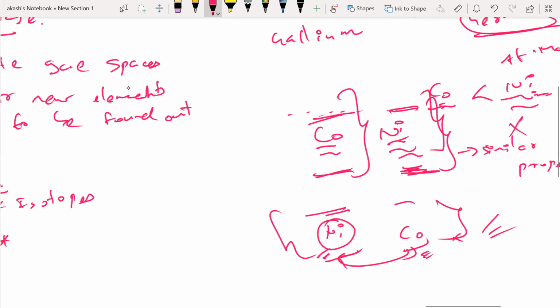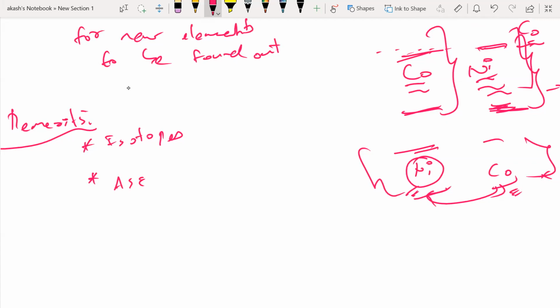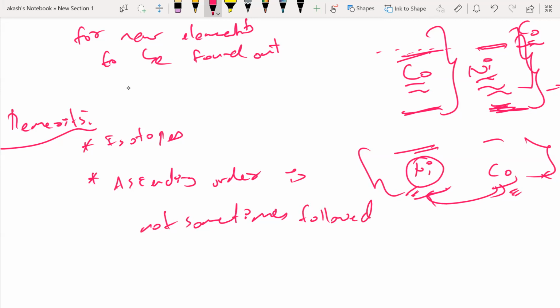So the next problem is that ascending order is not exactly followed, and there was no explanation for this. Why is it not followed? He just said, they have similar properties, that's why I'm doing it. But why exactly is it happening? He didn't know at that time. So the ascending order he was mentioning was sometimes not followed, for example with cobalt and nickel.